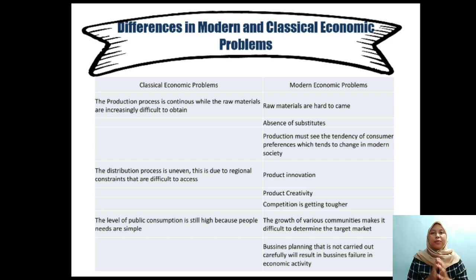And 2. The distribution process is uneven. This is due to regional constraints that are difficult to access. In modern economics, there is product innovation, product creativity, and competition is getting tougher. And in classical economic problems, the level of public consumption is still high because people's needs are simple. And in modern economic problems, the growth of various communities makes it difficult to determine the target market. And 2. Business planning that is not carried out carefully will result in business failure in economic activity.